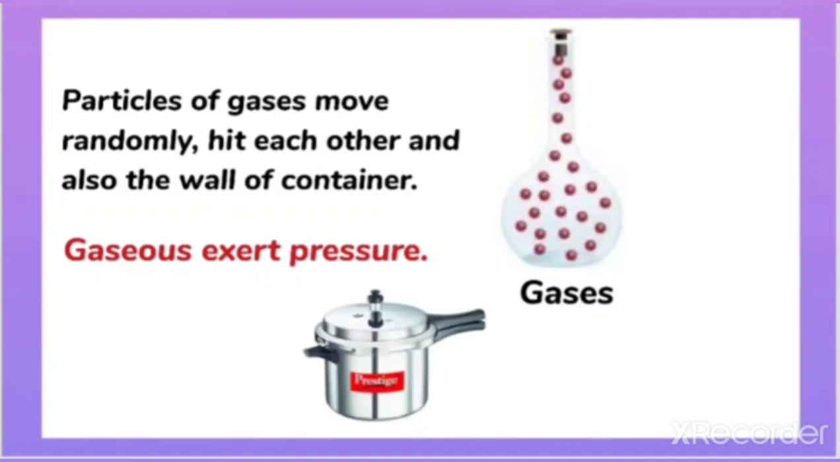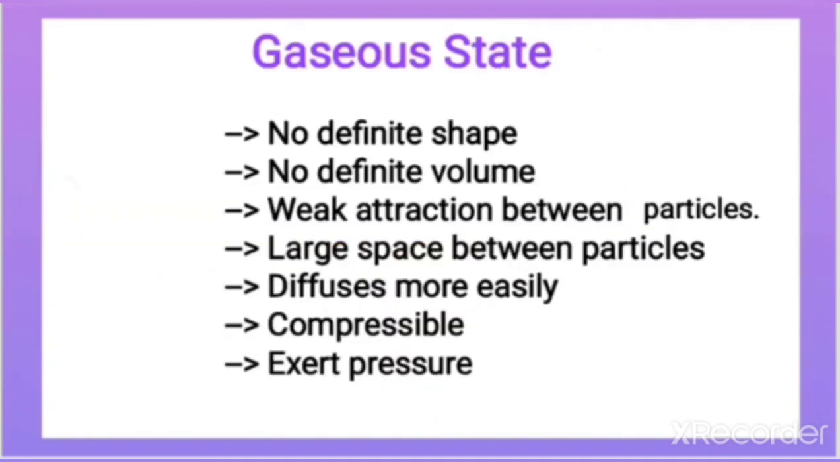And that is the example we can see in the case of a pressure cooker. In this activity and in some previous activities, we came up with certain points related to the gaseous state. First, gases have no definite shape, because gases take the shape of the container. It does not have its own shape, and definitely does not have a definite volume either.